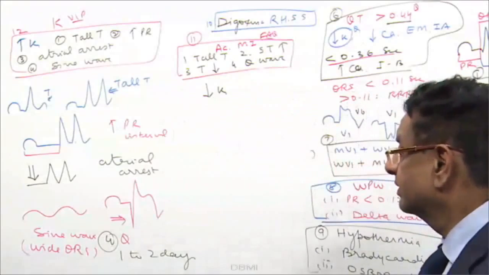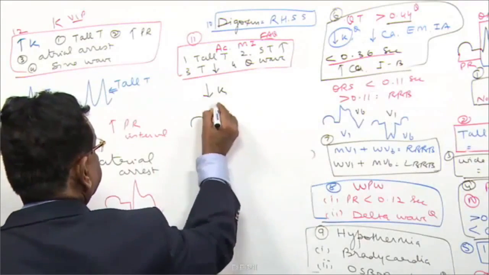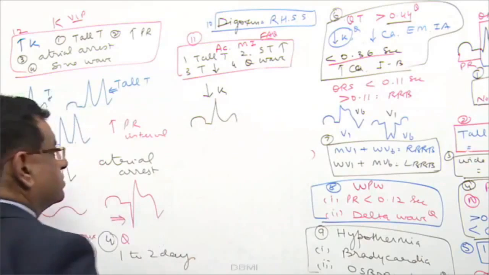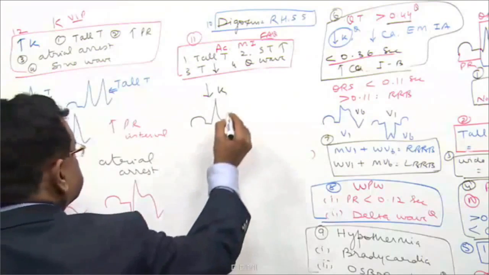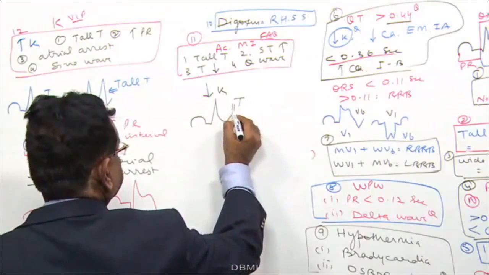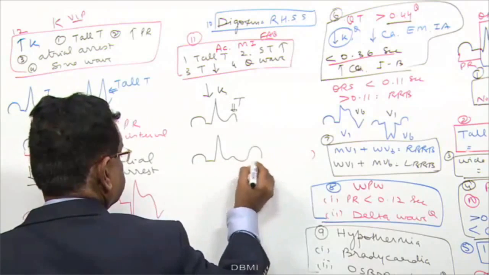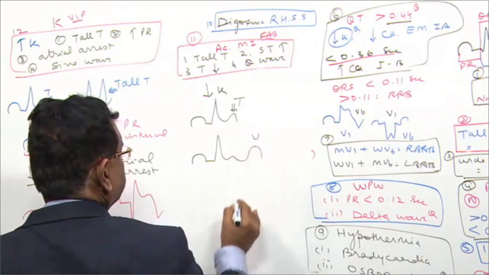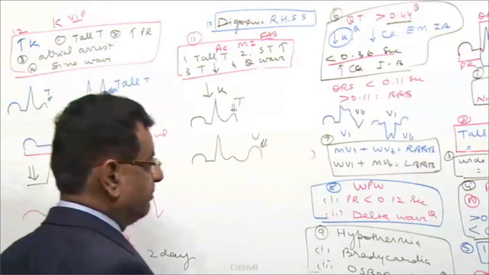Hypokalemia. This is a normal recording. So once the hypokalemia starts, this is a T wave. This becomes like this. T becomes shorter and a prominent U wave appears.